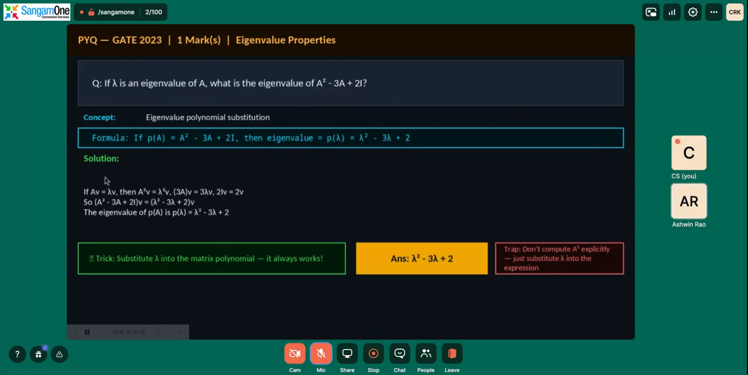If AV is equal to lambda V, then A square V is equal to lambda square V. This is the solution expansion. Then the eigenvalue will be lambda square minus 3 lambda plus 2. This is the derivation of that formula. Please note down this formula only. Usually they don't ask derivations, but based on this, all problems they will ask. Don't compute A square explicitly. Just substitute lambda into the expression.